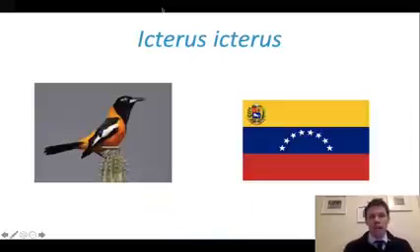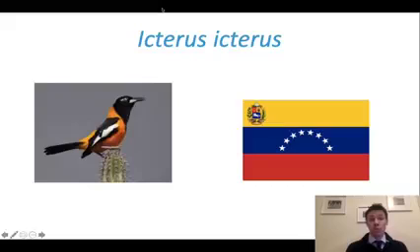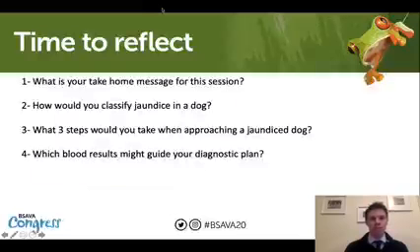So just to finish off, the little bird that I put up at the start is actually called Icterus icterus, and is the national bird. It's a Venezuelan troupial, so the national bird of Venezuela. So that's probably the fact of the day, and the only thing that people may remember from this presentation, but it is called Icterus icterus.